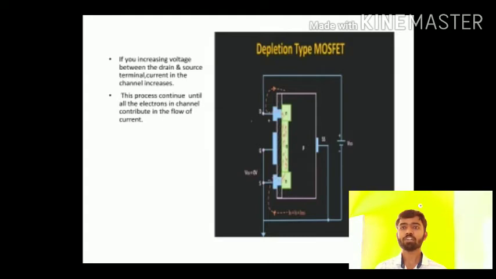And if you keep on increasing the voltage between the drain and the source terminal, then the current flowing through the channel will increase, and this process will continue until all the electrons in the n channel contribute in the flow of current. And then after, if you increase the voltage, the current flowing through the channel will become constant. If you see the direction of the conventional current, it will flow from the drain terminal towards the source terminal, for VGS equal to 0 volts.